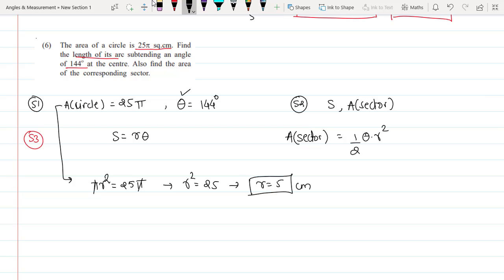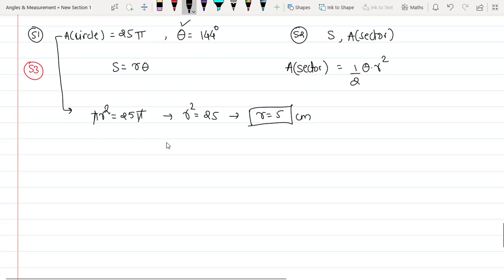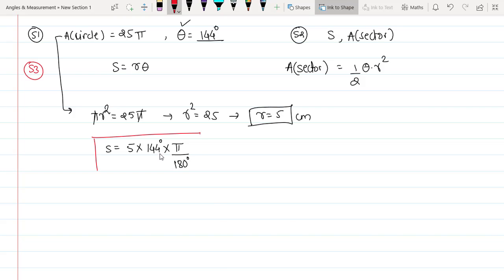So substitute here: S is equal to r theta. S is equal to 5 centimetre into theta, which is 144 degree. Can I keep this in degrees? No, I should write it in terms of radian. So it should be 144 into pi by 180. Please solve this and simplify this. This is the answer you get for this.